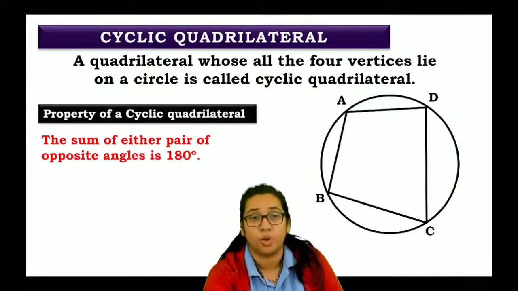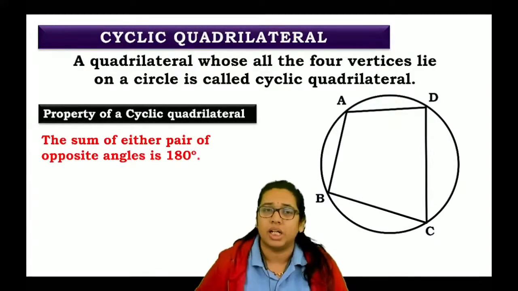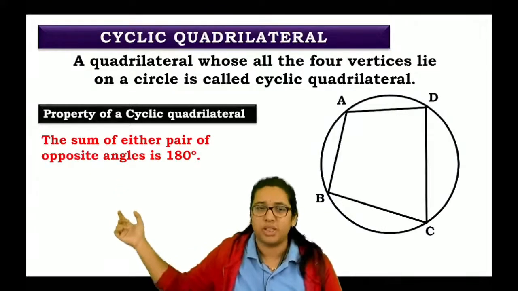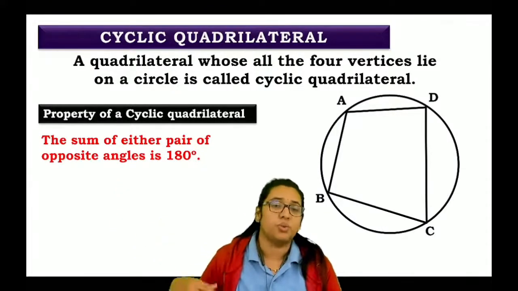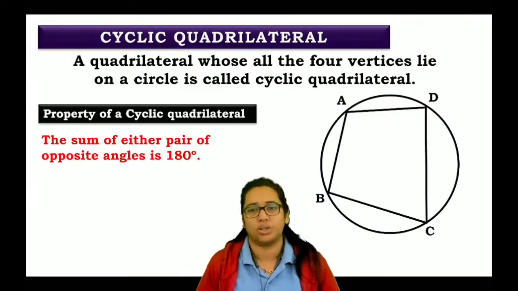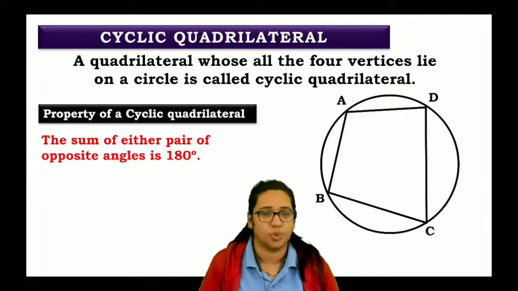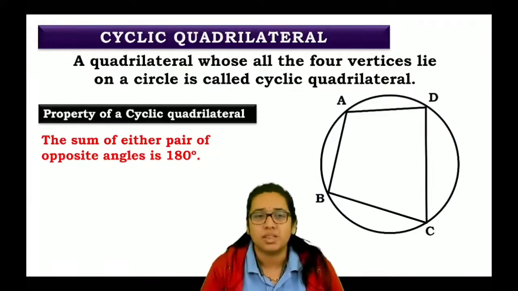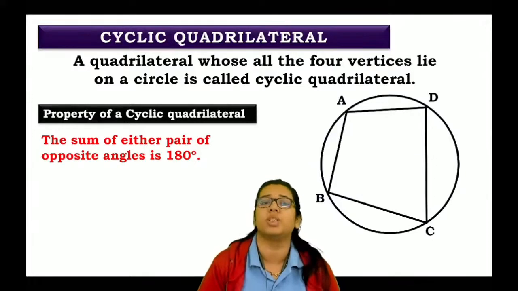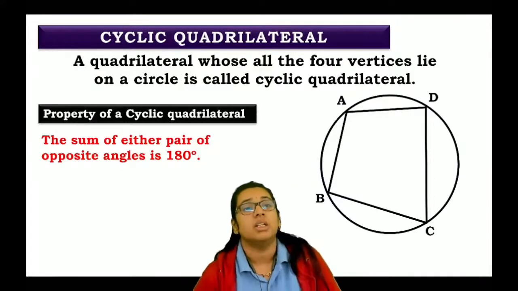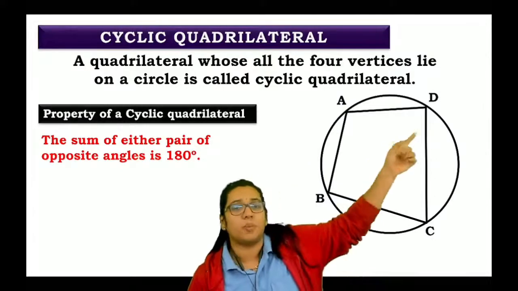So what is the property of cyclic quadrilateral? Again, for this property, they might ask you a one marker question or some theorems, some result you may have to prove. The sum of either pair of opposite angles is 180 degrees. The sum of either pair of opposite angles.